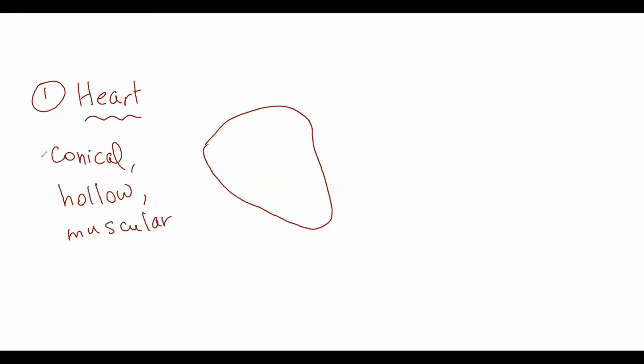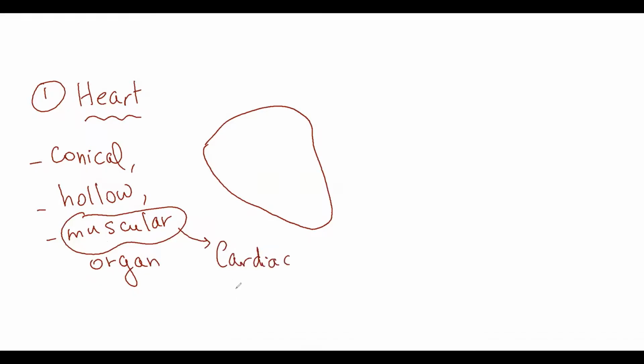Okay, if I want to describe the heart, I have to mention these. It is a conical, hollow, muscular organ. Heart is an organ, of course. But which type of muscle? A kind of muscle, as Kanzi said, is called the cardiac muscle. But let me revise with you the muscles.